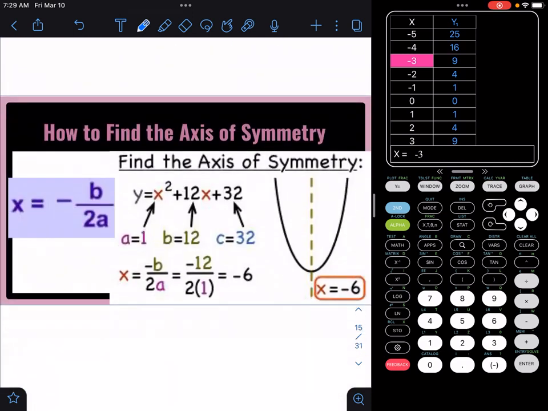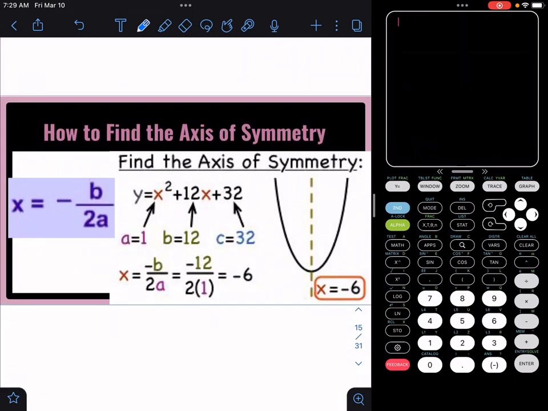Alright, and what is a way that we could algebraically find the axis of symmetry? We can use this formula, x equals negative b over 2a. a is the number in front of x squared, so here in this example, a is 1. b is the number in front of x, so here it's 12. And c is the constant, the number that doesn't have an x, which is 32. We plug those into the formula, and we get that here the axis of symmetry is x equals negative 6.